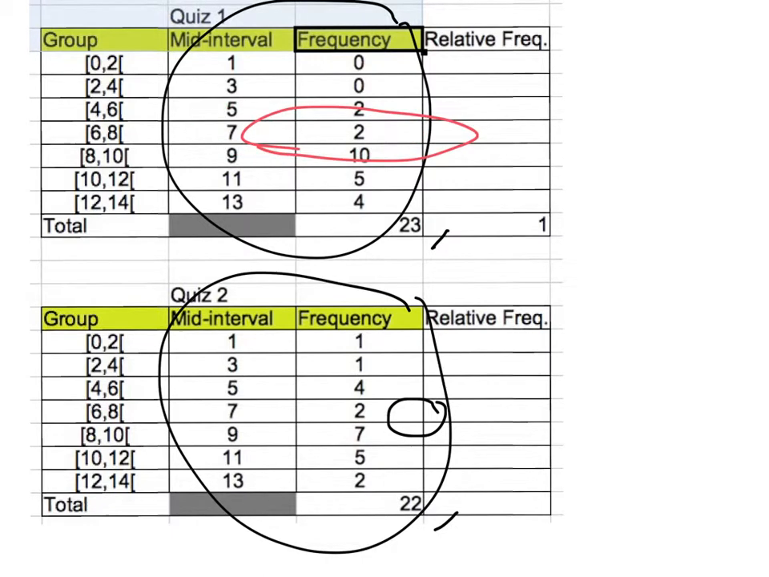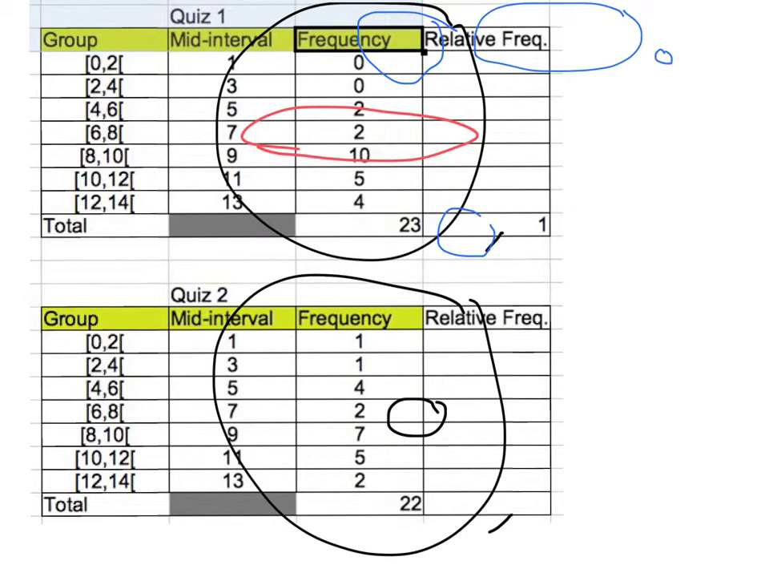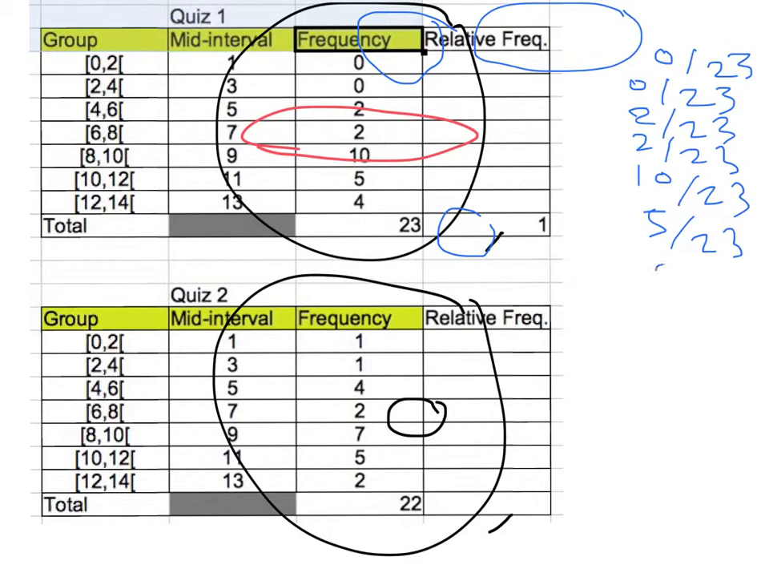In order to compare, we really need to use the concept of relative frequency. Relative frequency is basically the individual frequency divided by the total frequencies. So for example, the first is 0 divided by 23, and the second group is also 0 divided by 23. The next group is 2 divided by 23, 2 divided by 23, and then 10 divided by 23, and then 5 divided by 23, and then 4 divided by 23. So these are all the relative frequencies.